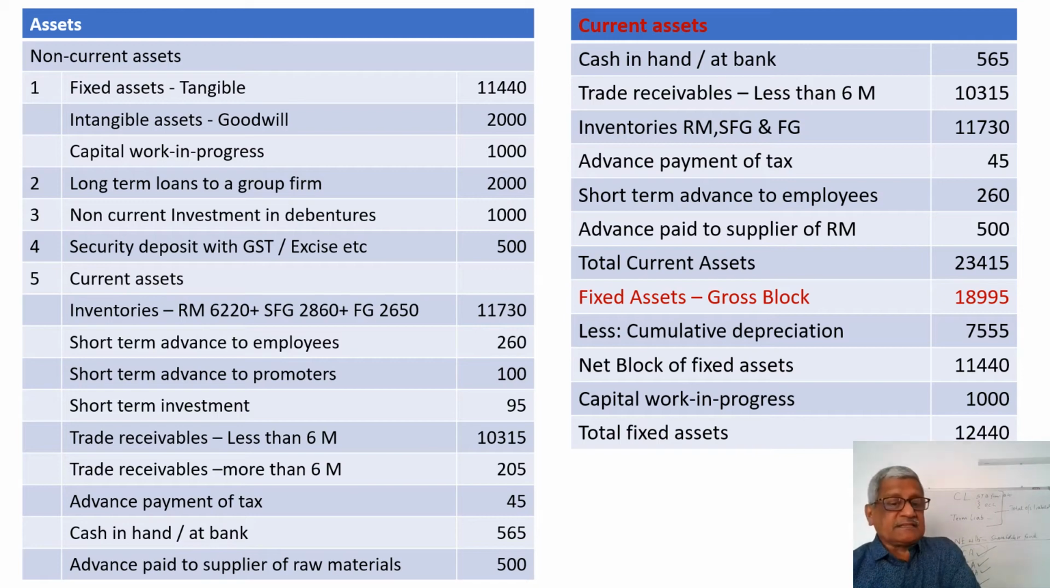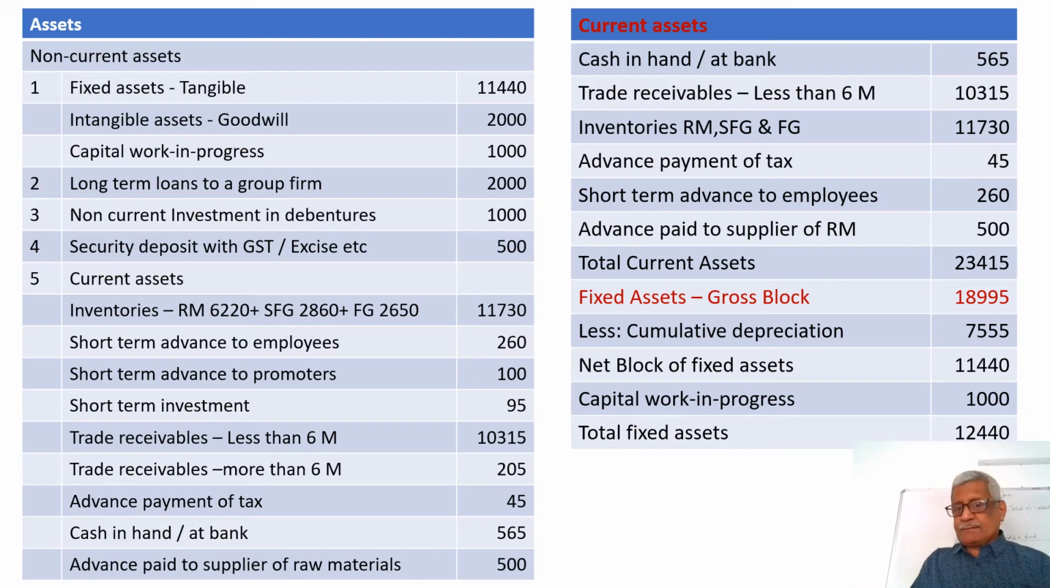The next one is there are two short-term loans, advances. One is to the employees, one is to the promoters. For the employees, we utilize their services to produce. So naturally, the short-term advance to employees is a part of the working capital cycle, whereas the short-term advance to the promoters will go to the non-current assets. Then we have the advance paid to the supplier of raw material. Naturally, it is a part of the working capital cycle. Then comes the total current assets.